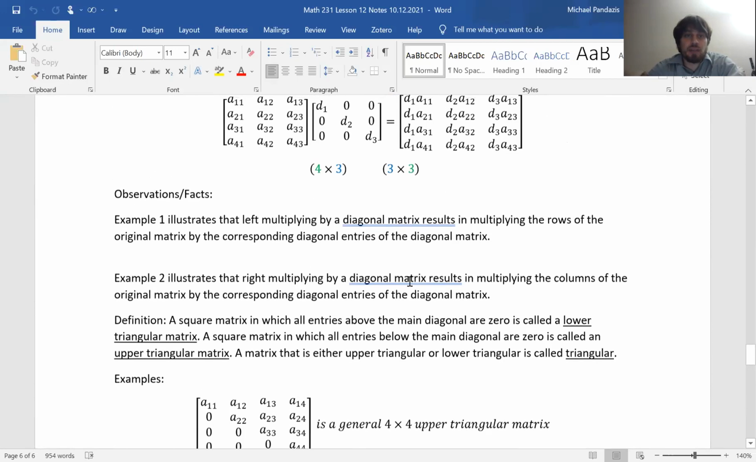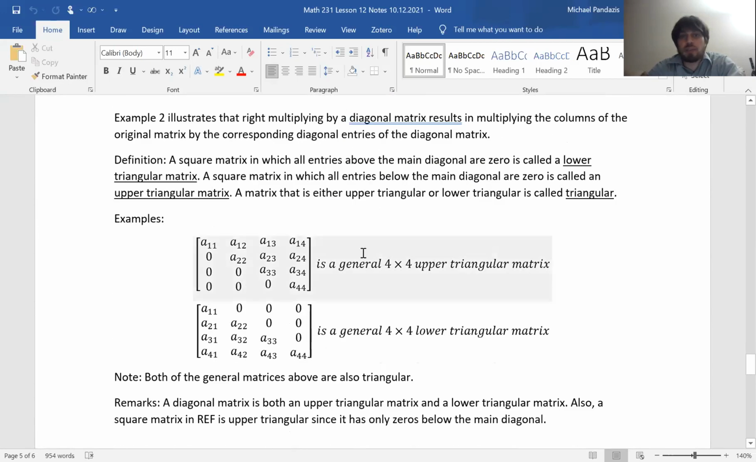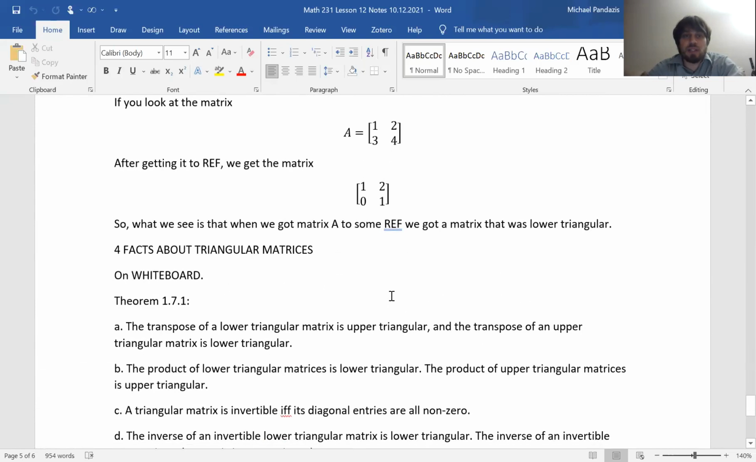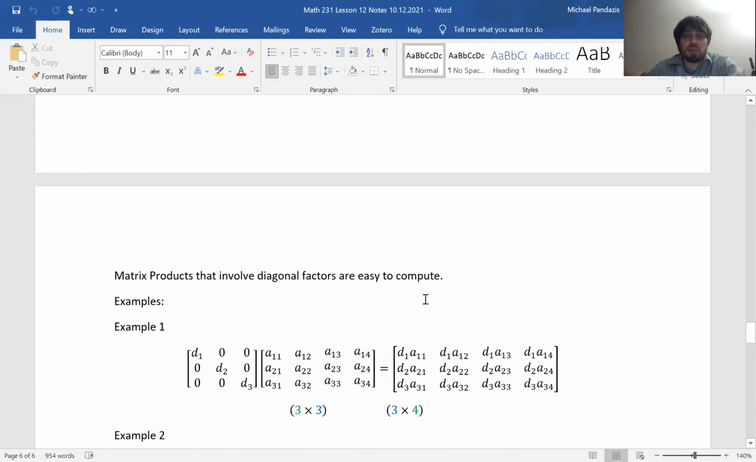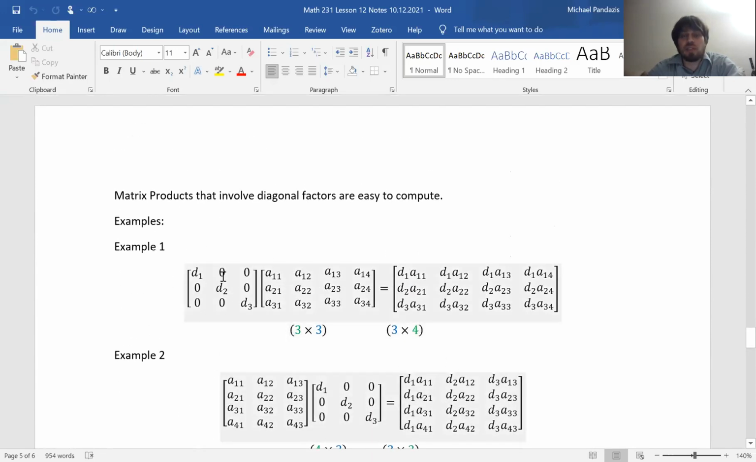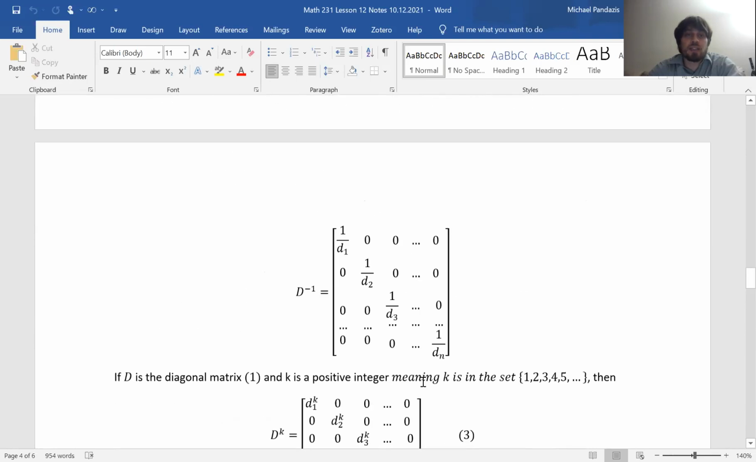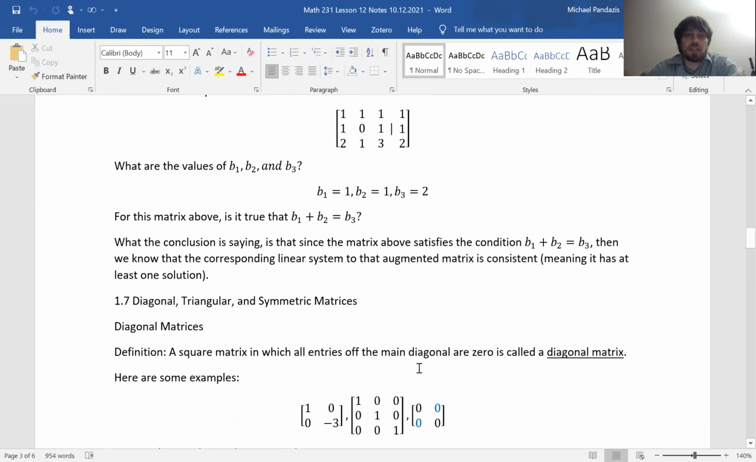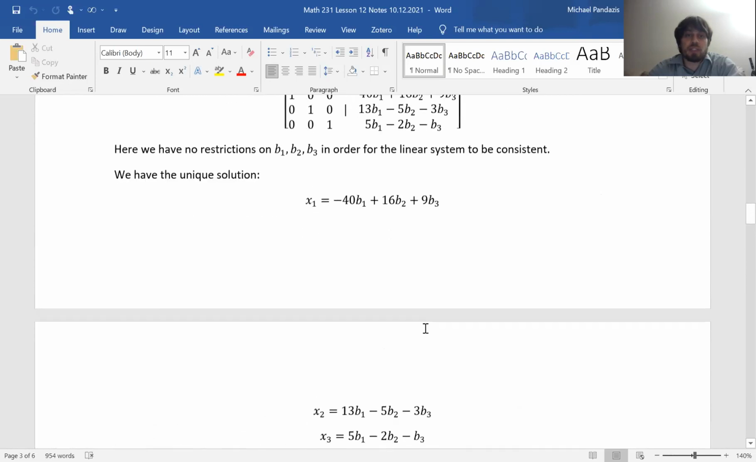Before that, we also talked about the effect of multiplying by diagonal matrices on the left or right. If we multiply a matrix on the left by a diagonal matrix, we're multiplying the rows. If we multiply a matrix on the right by a diagonal matrix, we're multiplying the columns by the corresponding elements on the main diagonal of the diagonal matrix, right? See that? d1, d2, d3, and the 3 columns. Okay, and so we talked about diagonal matrices, triangular and symmetric matrices.